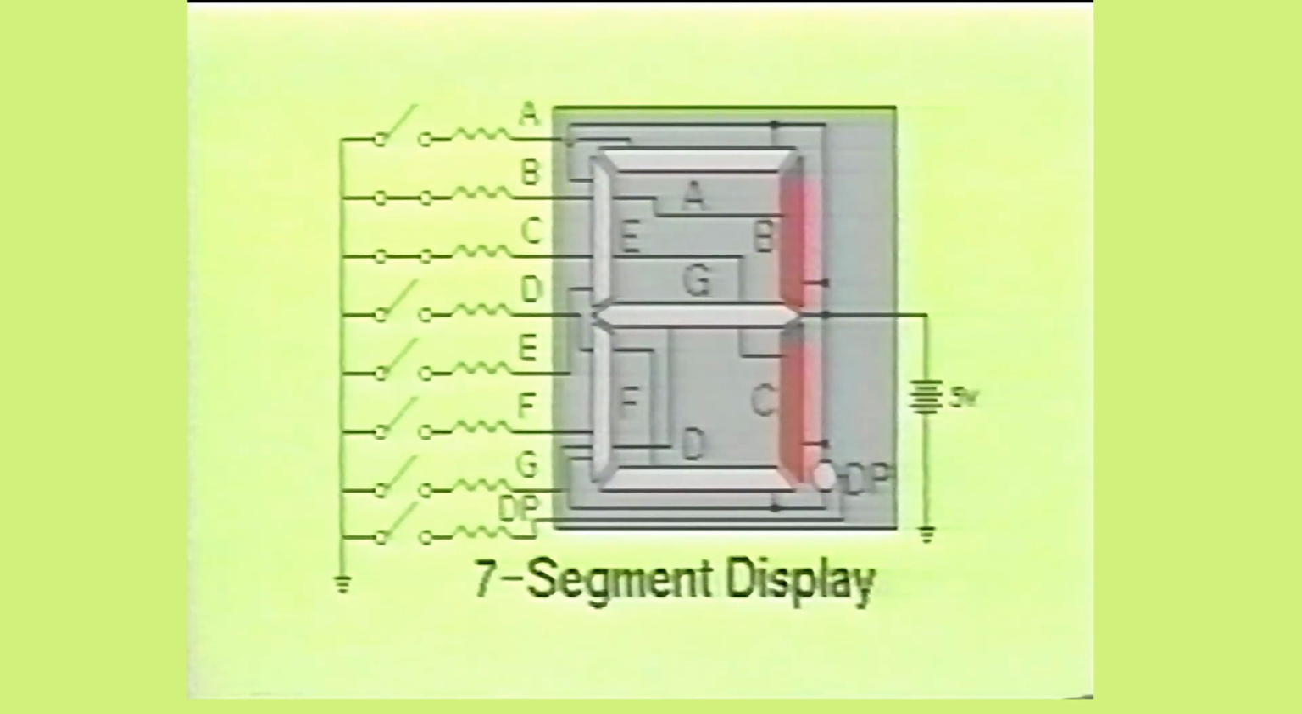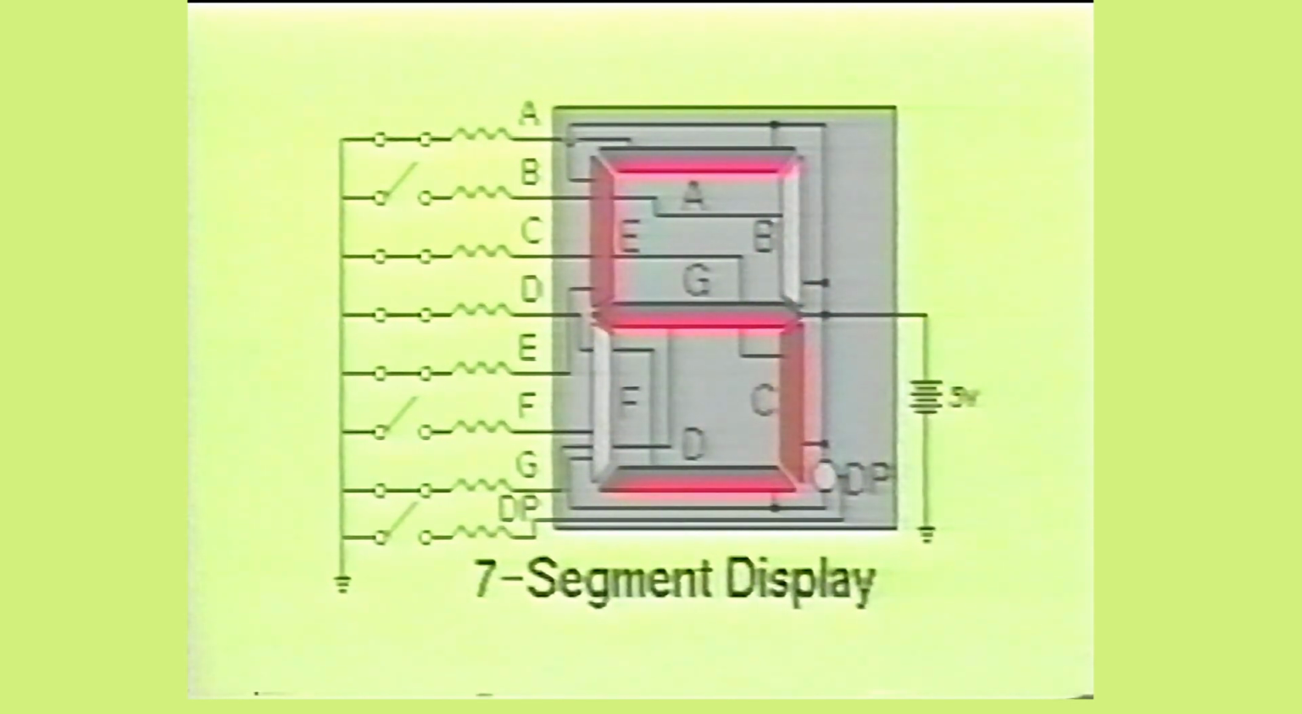For example, by activating segments B and C, the decimal number 1 is shown. By turning on segments A, B, D, F, and G, the decimal number 2 is displayed. Or by energizing segments A, B, C, D, and G, decimal number 3 can be displayed. To display decimal number 4, segments B, C, E, and G must be activated.